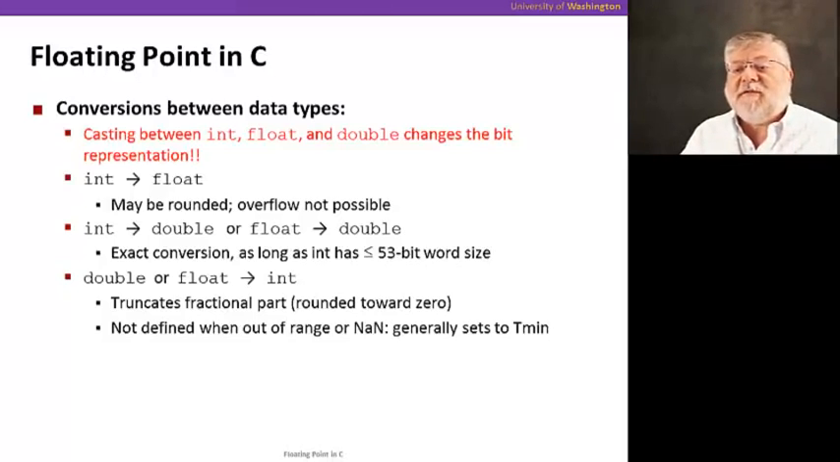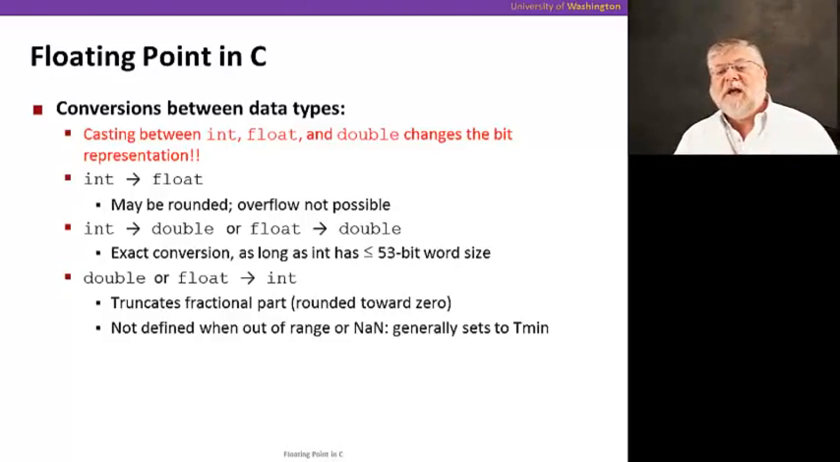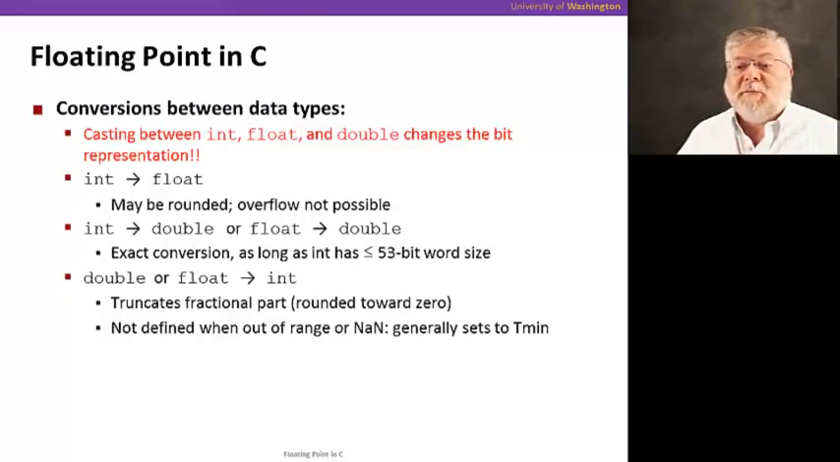And of course, if we go from float to double, we also get an exact casting, because a float is 32 bits, a double is 64, and it has a larger fraction, a larger exponent field, so it can definitely handle any number that is in the float representation.